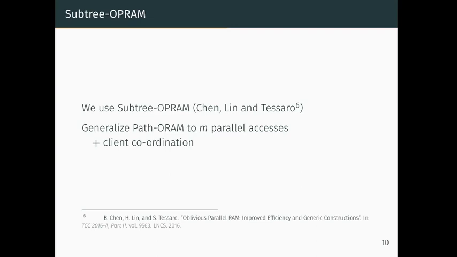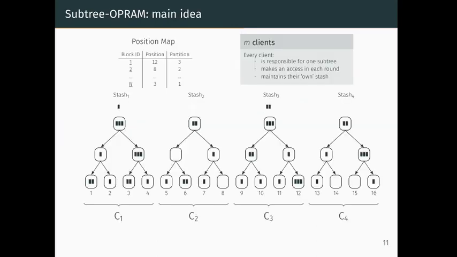The Subtree OPRAM scheme of Chen, Lin, and Tessaro is a generalization of PathORAM to M parallel accesses. They observed that for parallel accesses, flushing one path at a time is unnecessary, and so their parallel flushing procedure is a considerable improvement over the trivial generalization of PathORAM. Their crucial observation is that each of the accessing clients can be responsible for making accesses to one section of the partitioned database. To do this, the top log M layers of the tree are removed, and each client maintains one subtree plus their own stash. The position map needs to reflect this partitioning approach.